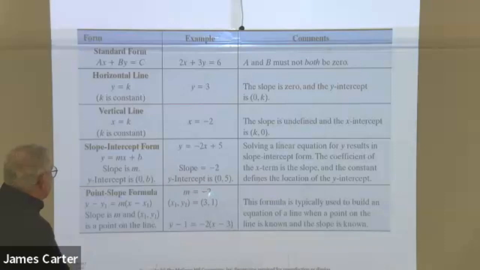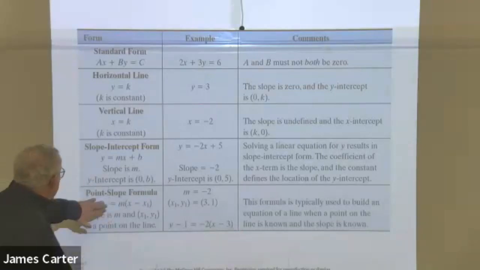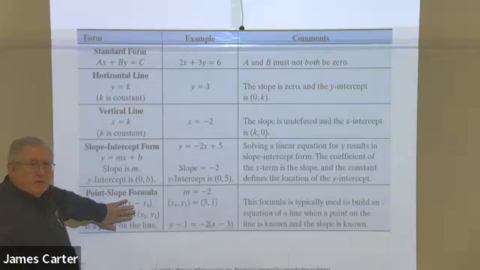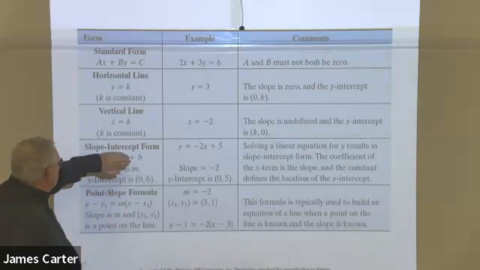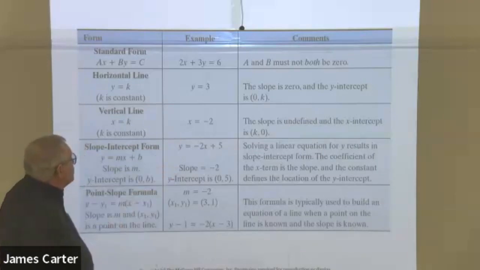You take the given slope. In this case, they use this example. And then you take some point that they give you. Okay? And you put it in there. So, this is your basic formula. Anytime the problem says find the equation of a line, it will give you an answer in this format.